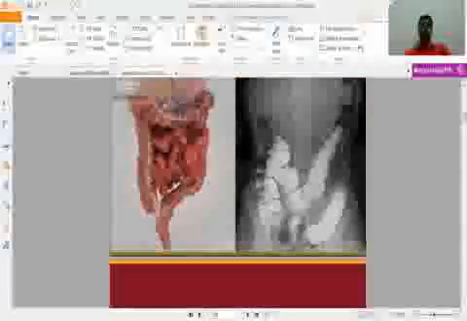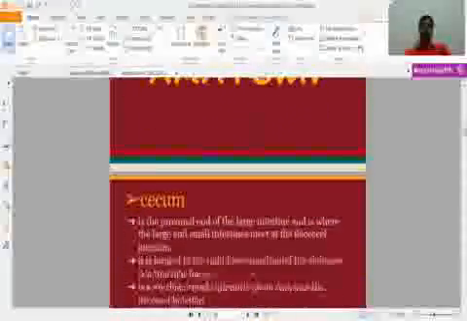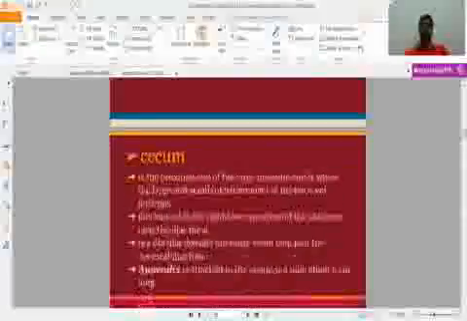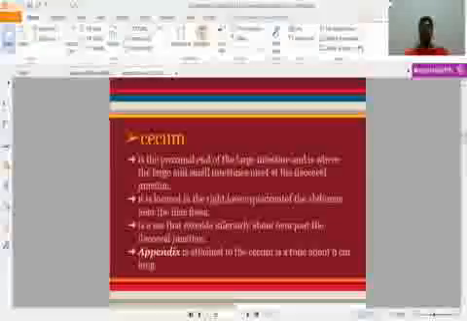This is the anatomy of the large intestine. The first part of the large intestine is the cecum. It's the proximal end of the large intestine and is where the large and small intestine meet at the ileocecal junction. It is located in the right lower quadrant of the abdomen near the iliac fossa. It is a sac that extends inferiorly about 6 centimeters past the ileocecal junction. The appendix is attached to the cecum and is a tube about 9 centimeters long.